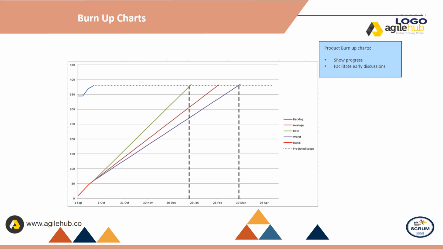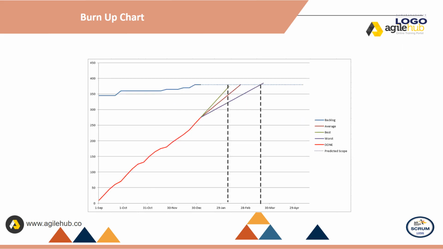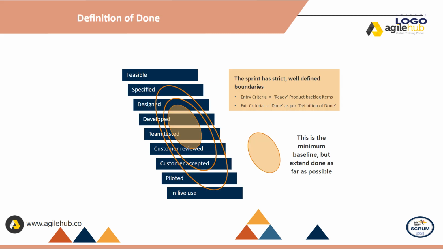In addition to the two axes, there are two lines present in the burn-up chart. The green line shows the best performance thus far. The brown line shows the average performance. The purple line here shows the worst or slowest performance. The dotted line is the total work line and represents the total work you have to do, your project scope. Here we can see the project nearing completion. The done line looks set to continue on the same trajectory for the next 3 months, following the average progress path.